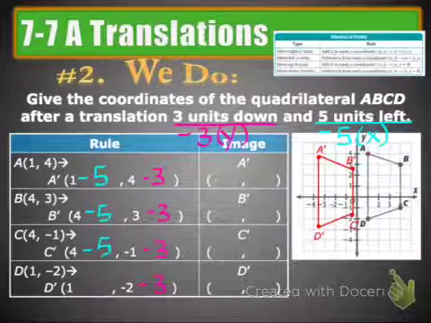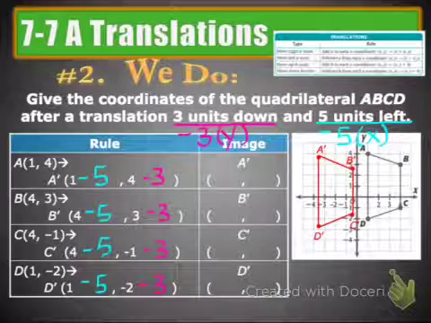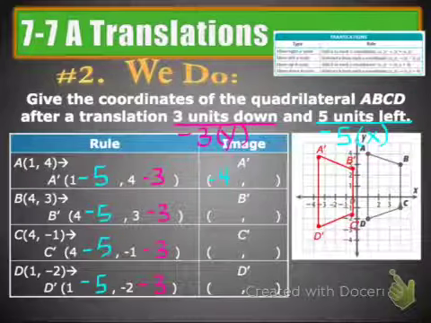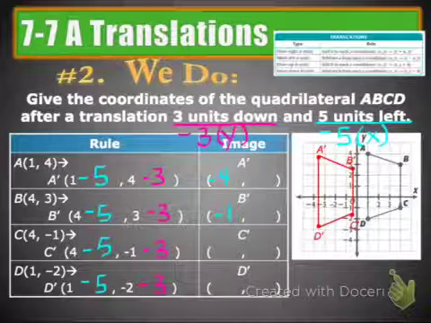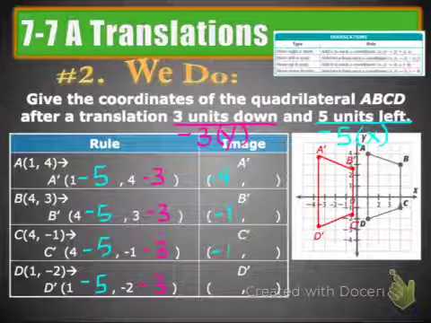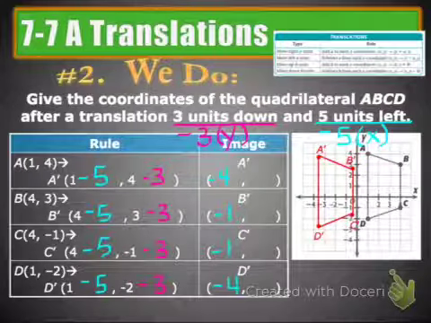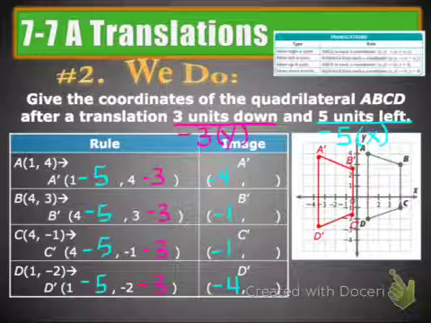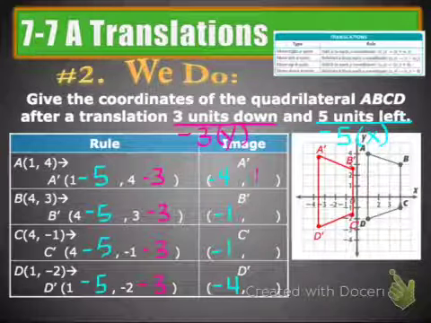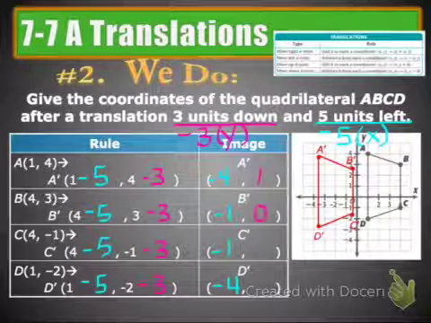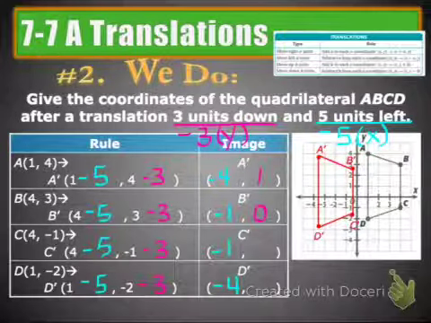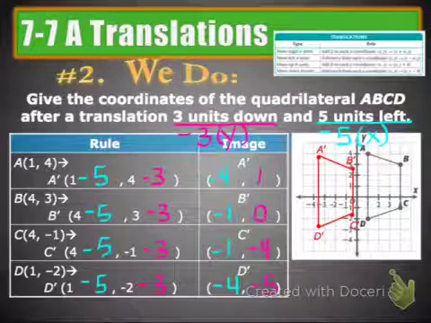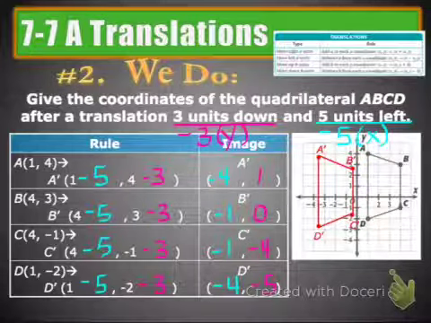And now we would simply need to simplify our coordinates. So 1 minus 5 is going to give us negative 4. 4 minus 5 is negative 1. 4 minus 5 is negative 1, and 1 minus 5 is negative 4. And now we can simplify our y's. 4 minus 3 is positive 1. 3 minus 3 is 0. Negative 1 minus 3 is negative 4. And negative 2 minus 3 is negative 5. So then you can come over and check your coordinates.